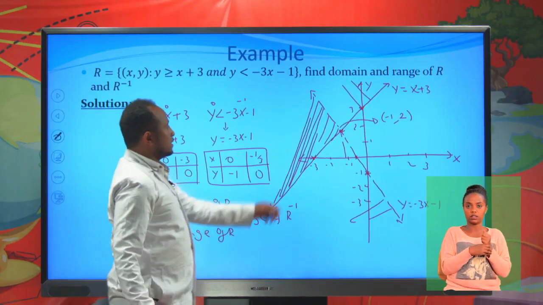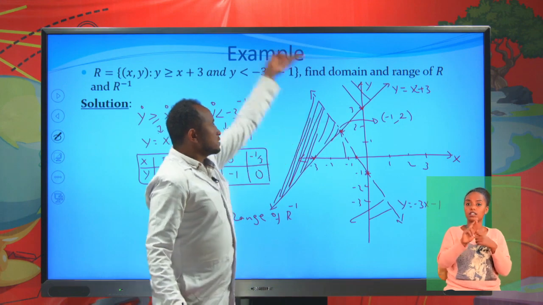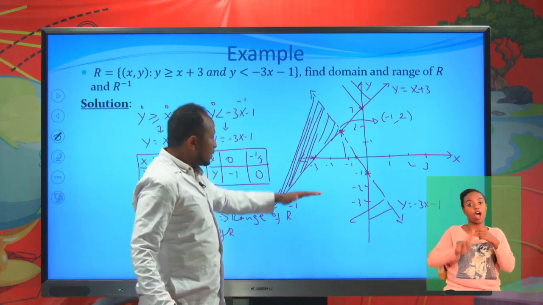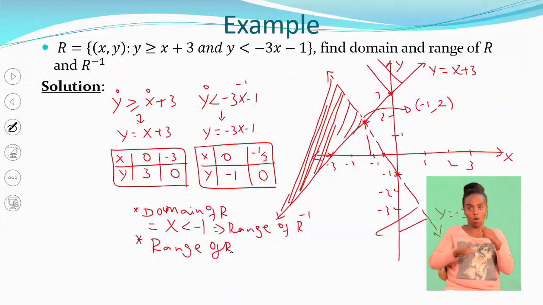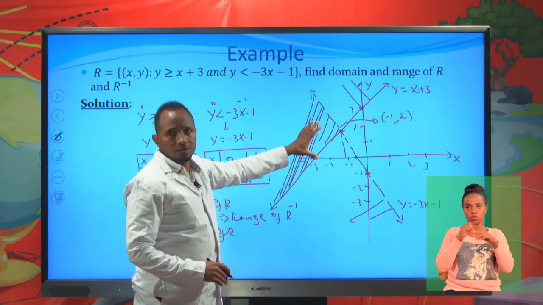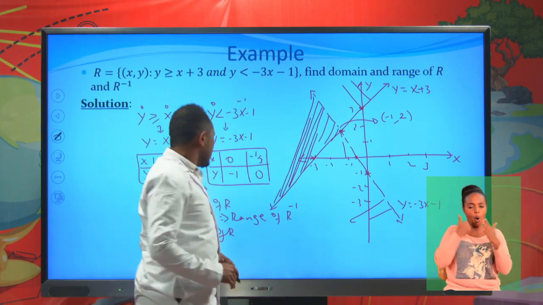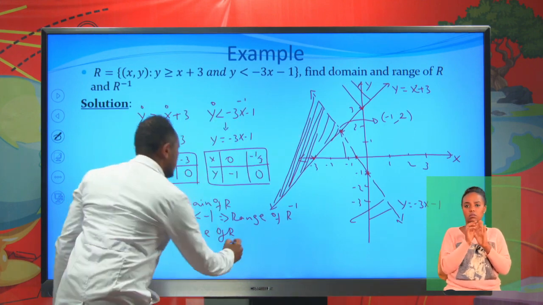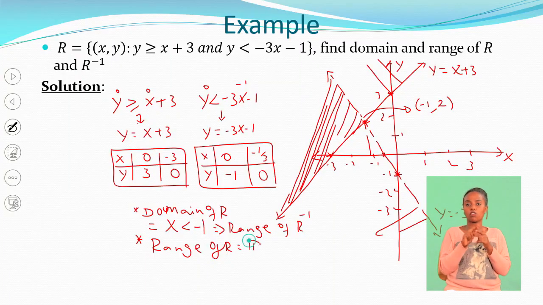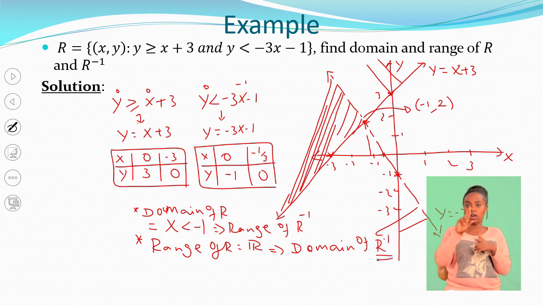the range of R, as you can see, this region extends to the upper part and lower part throughout the y-axis. It decreases down, so we don't have a limit for its range. Therefore, its range will be all real numbers. So the range of R is all real numbers. This is the same as the domain of R inverse. This is it. So let's continue to the next part.